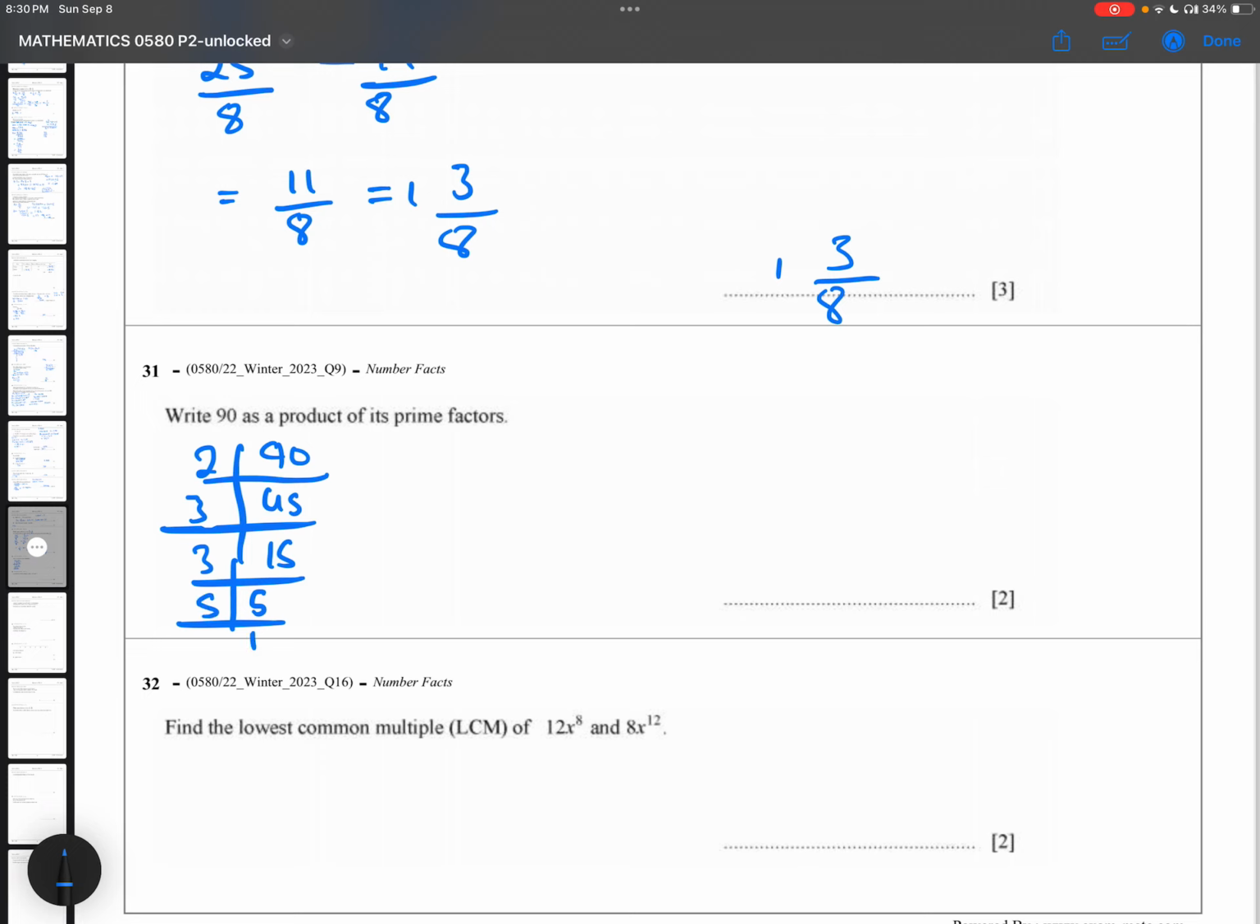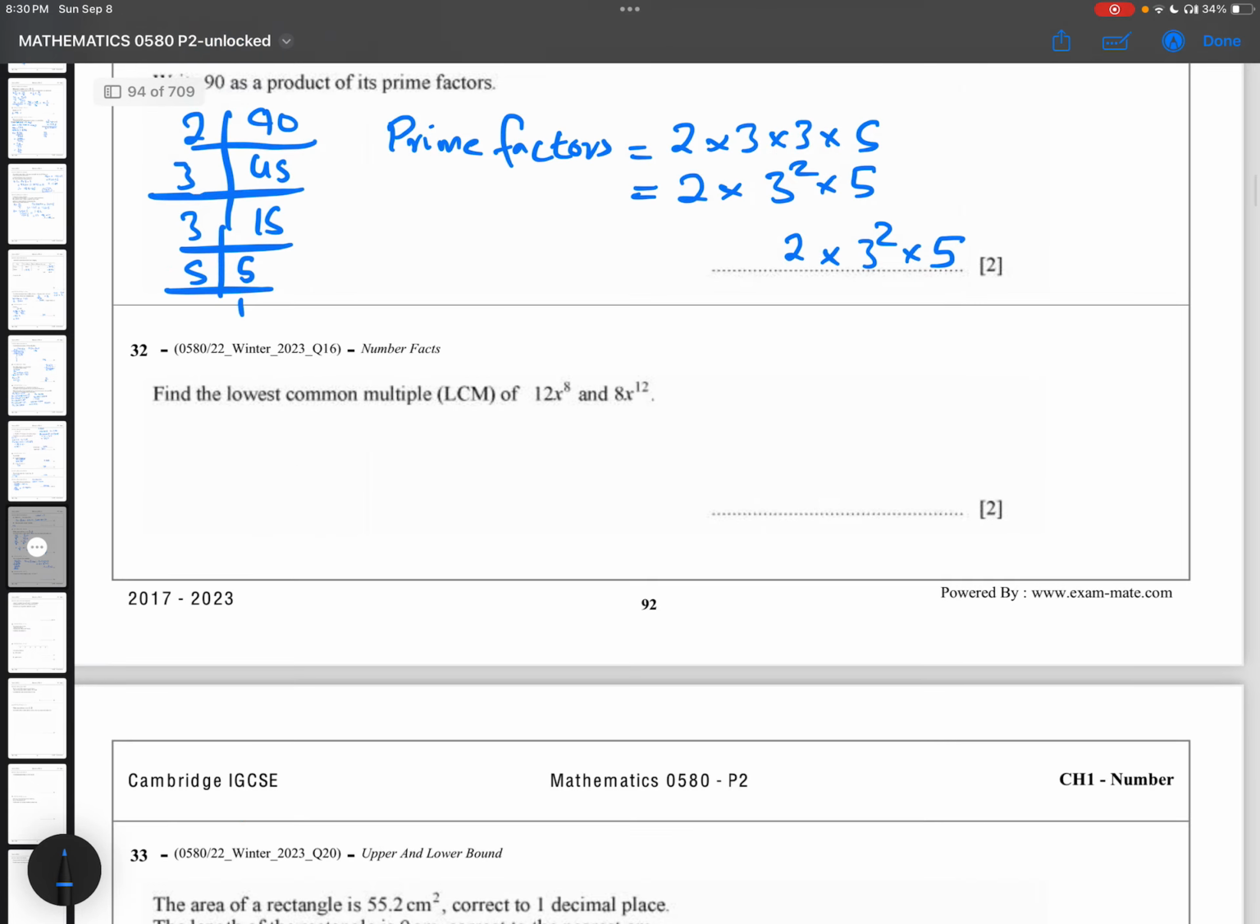Its prime factors are the numbers you get over here. These are the prime factors of the number when you do prime factorization. So we have to write 90 as the product of its prime factors. So we are going to write 2 multiplied by 3 multiplied by 3 multiplied by 5. The question doesn't specify to write the answer in this notation, but still we do it: 2 multiplied by 3 squared multiplied by 5. So this is our answer.